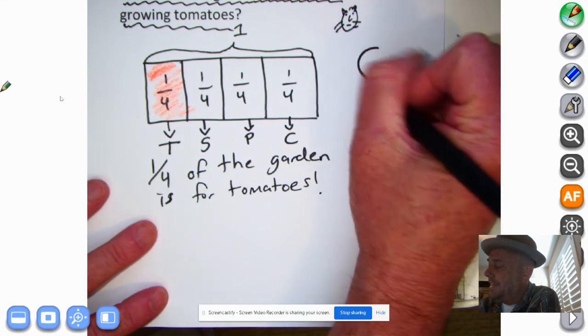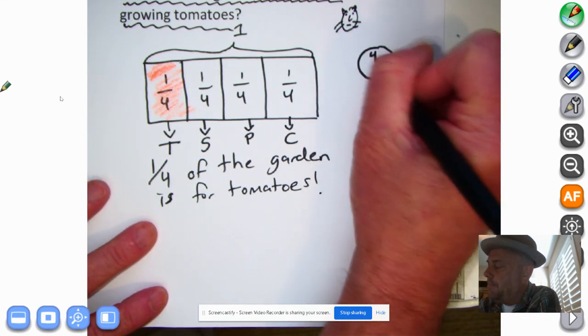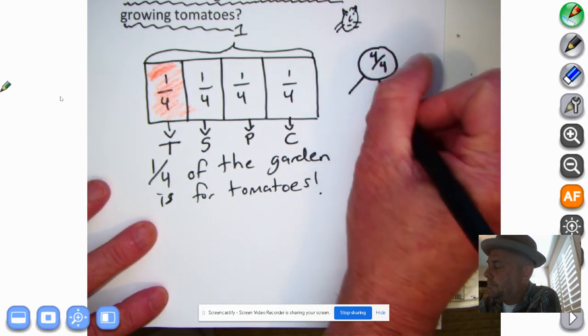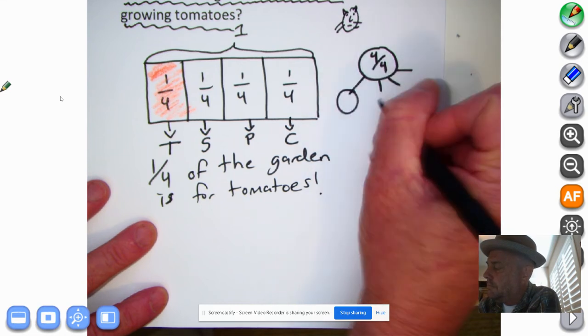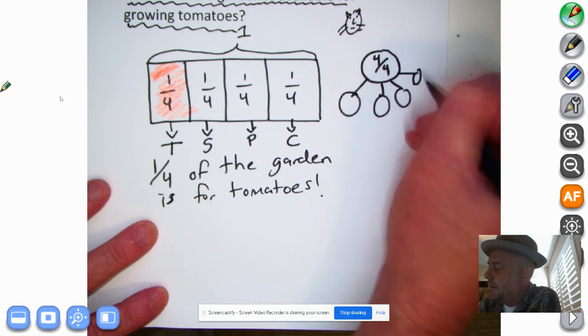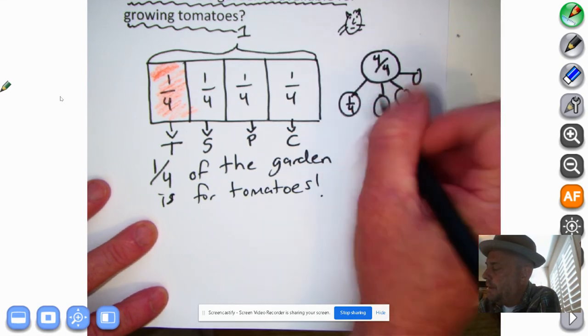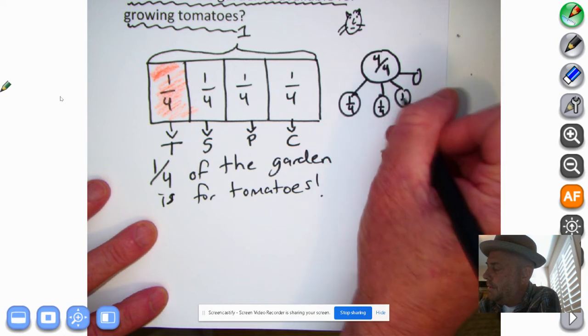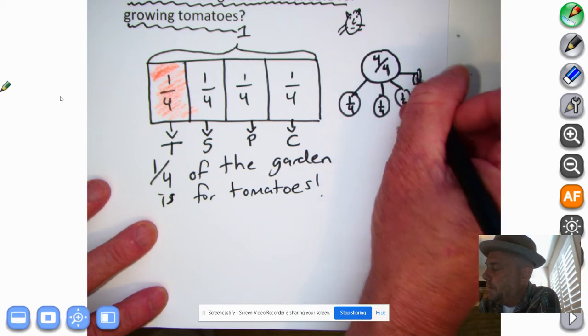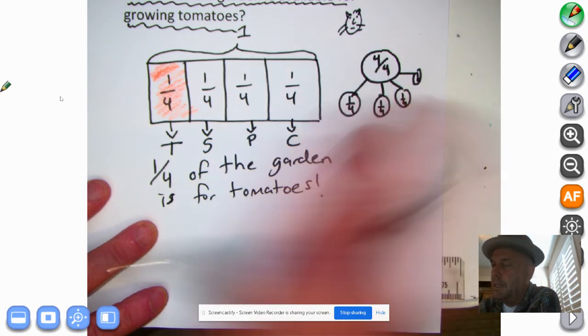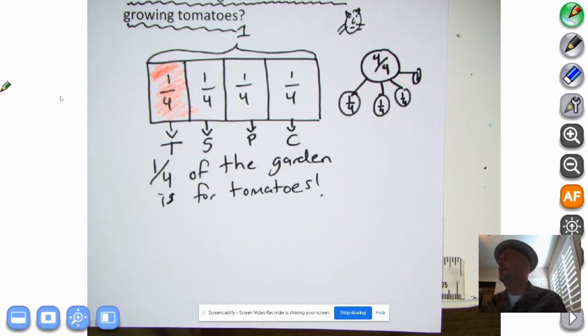We'll take a look at it like this, just because we have a little bit of time. 4/4. Oops, that's a tiny one. 1/4, 1/4, 1/4, and I could barely fit that in there, but 1/4. 1, 2, 3, 4/4 equals 1, the entire garden.